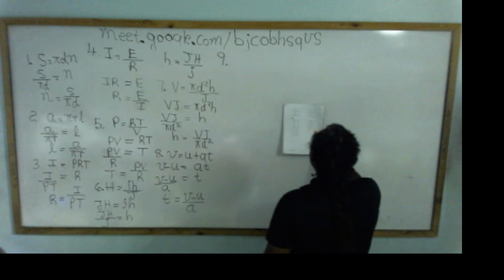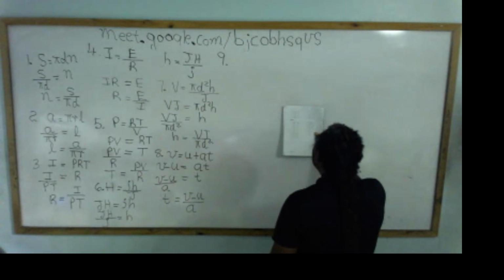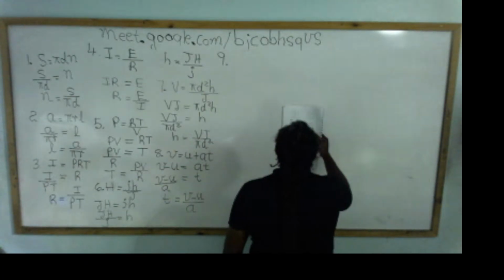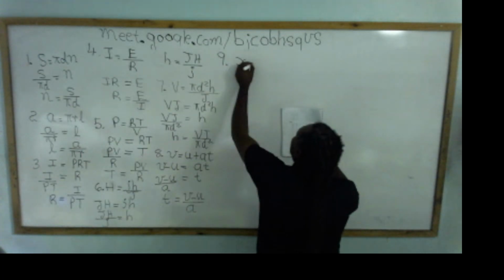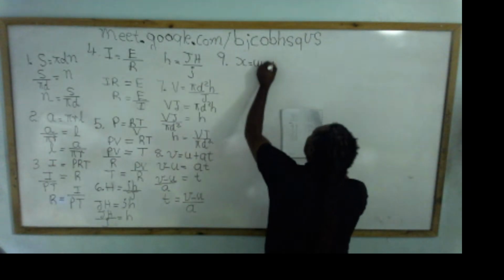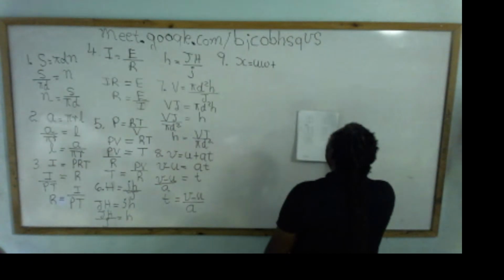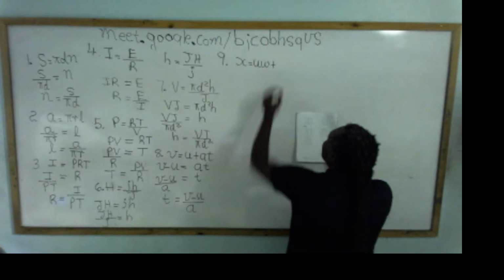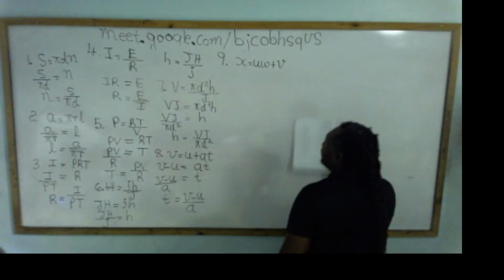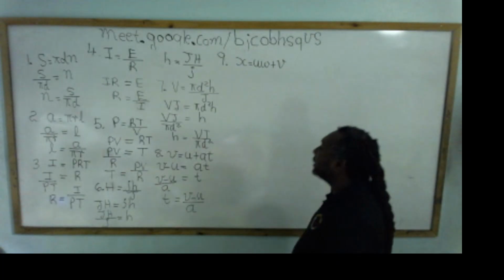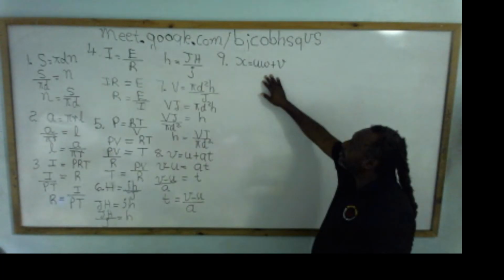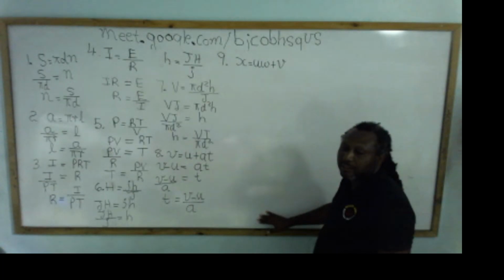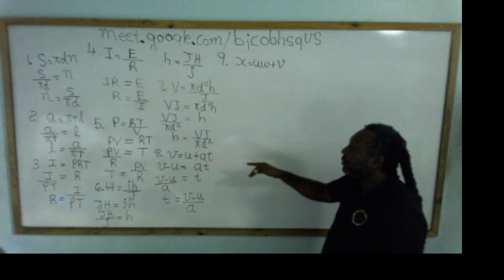Number 9. This one is analogous to number 8. x is equal to uw plus v. It's just the order of the terms, just the order alone is different. But it is in perfect analogy with number 8.